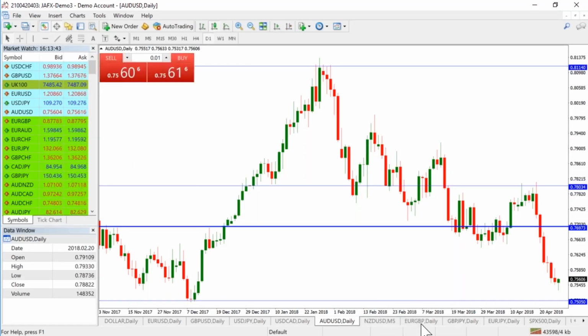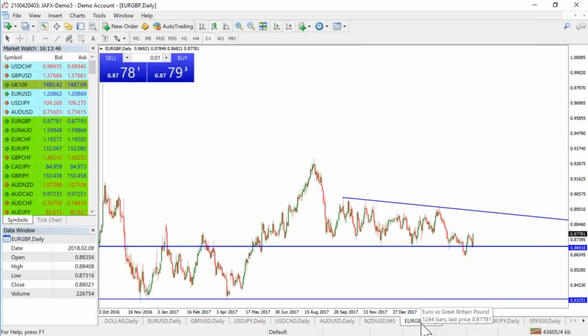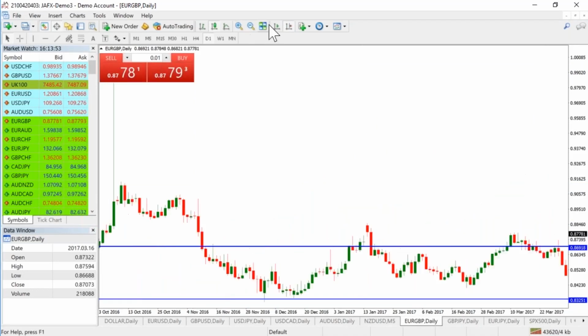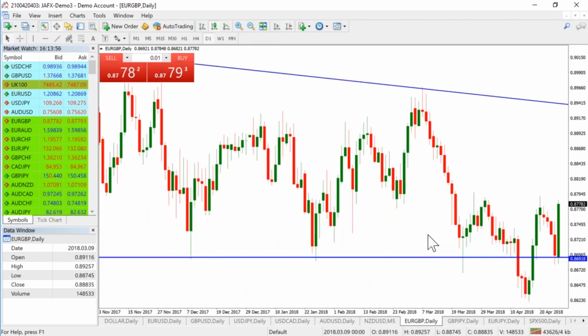So really what today's trading week has been telling us is trade the dollar, because it's by far the strongest currency, and all of the others have been weakening. But you can absolutely go in and see how the euro has been performing with the pound, and you can get a bit of an idea.